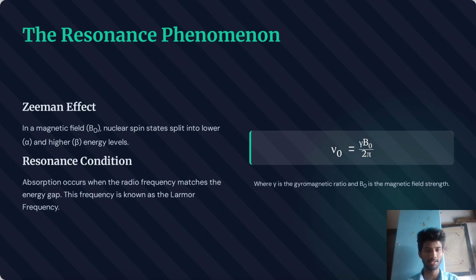This frequency is known as the Larmor frequency. ν0 equals γB0 divided by 2π, where γ is the gyromagnetic ratio and B0 is the magnetic field strength.